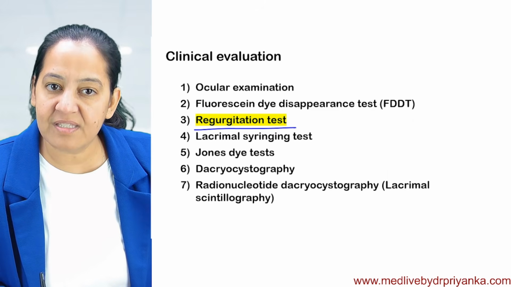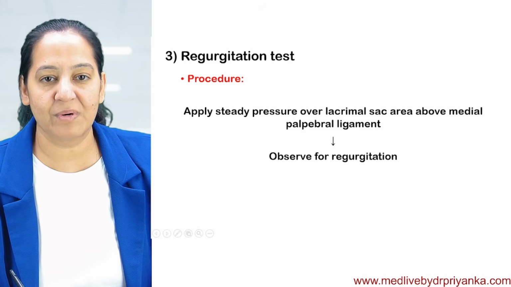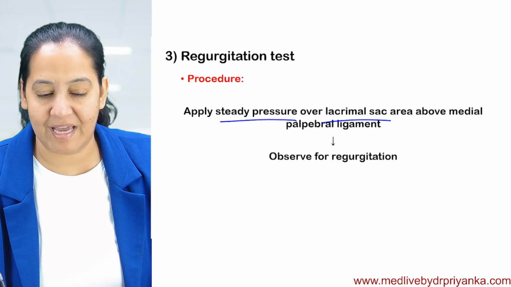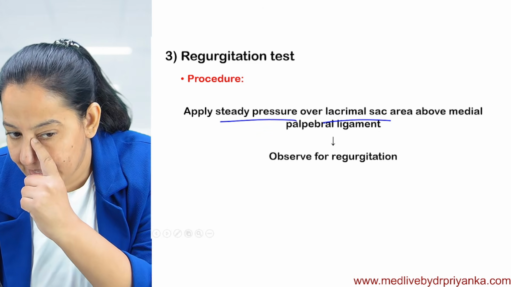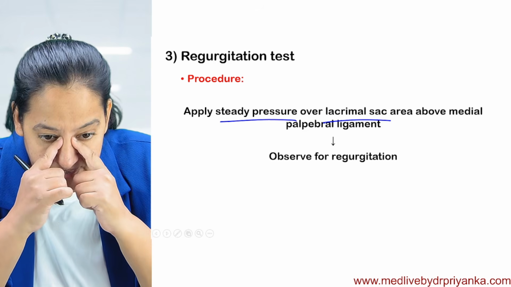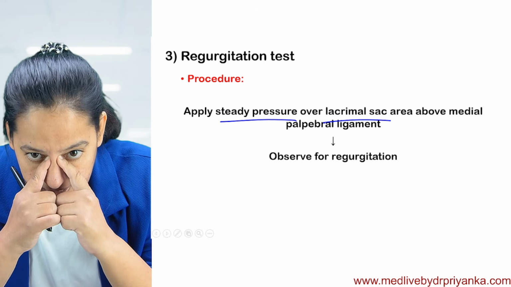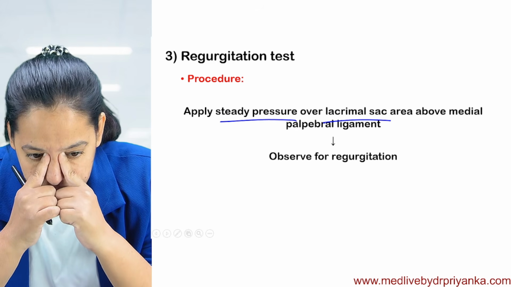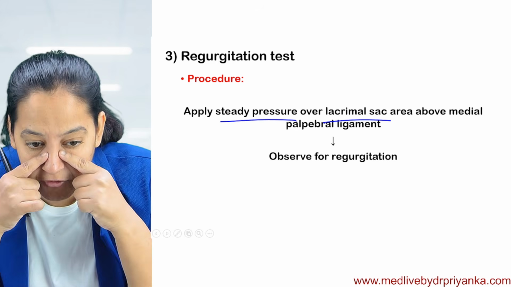The next test, the third test, is the regurgitation test. It's a very simple test. What's the procedure? Apply a pressure over the lacrimal sac. Where is my lacrimal sac? Here is my lacrimal sac. You can see closely, you can feel it. Here we are having the lacrimal sac, and a pressure is put from down to above.